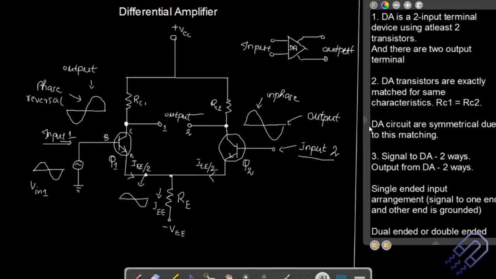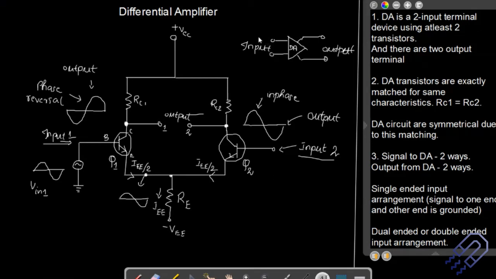Okay, so this is the double-ended input arrangement. You're going to apply a signal on both the ends. And what about the output? You can get the output either from this end, which will be opposite in phase, or from this end, which will be in phase. And you can have two signals, one here and one here, and both of these signals might vary.